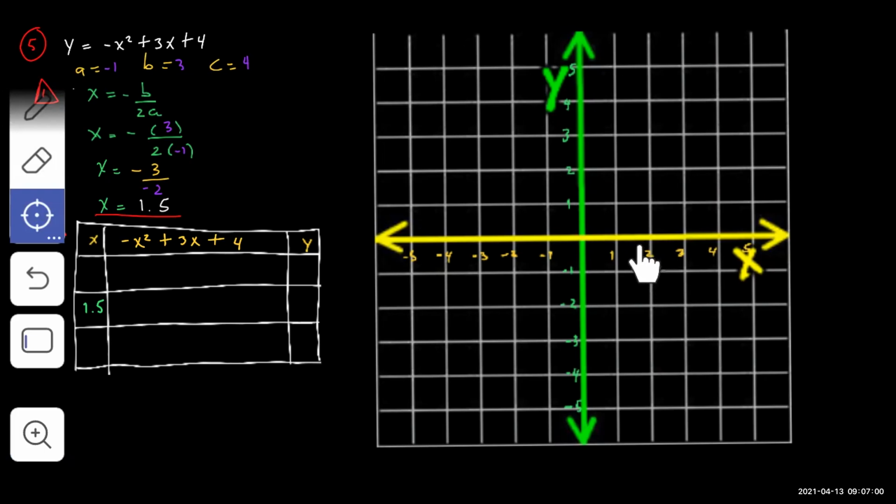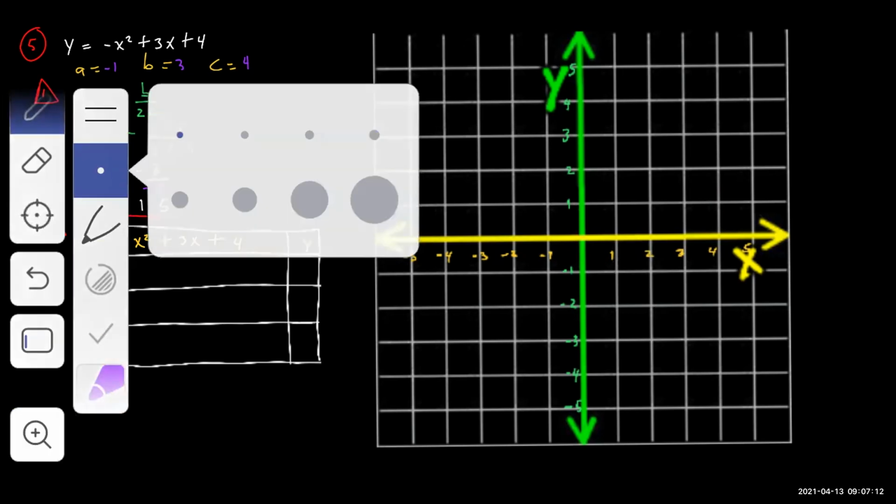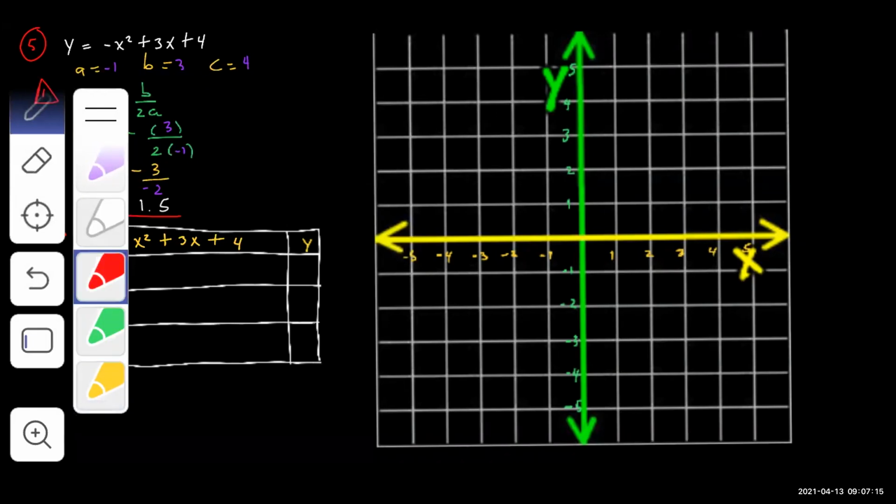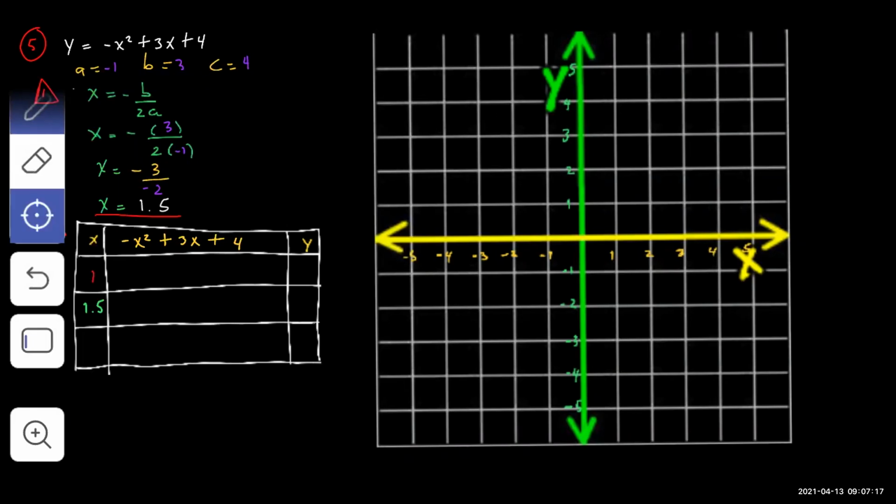If we are here at 1.5, what value is to the left of that point? 1. Okay, perfect, that could be 1. And what value is to the right of that point? 2. A value to the right of 1.5, which is right here, would be 2. Thank you very much. Excellent.